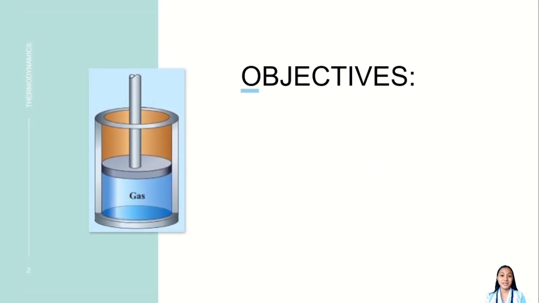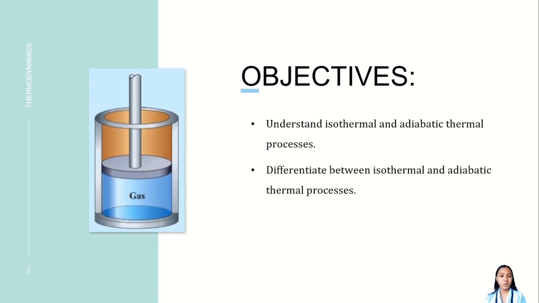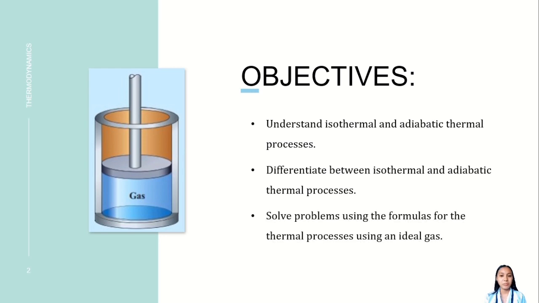At the end of our discussion, students are expected to, first, understand isothermal and adiabatic thermal processes; second, differentiate between isothermal and adiabatic thermal processes; and third, solve problems using the formulas for the thermal processes using an ideal gas.